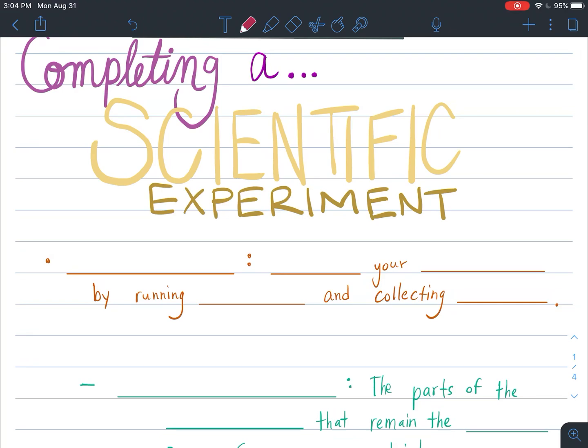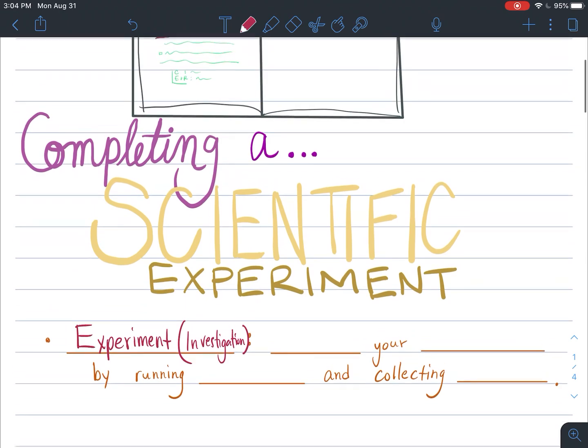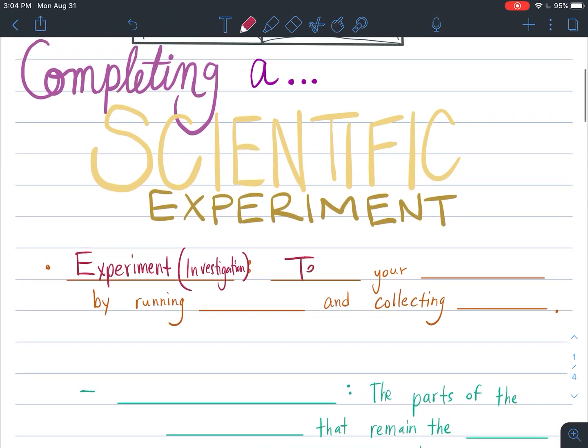All right, so when we first think about completing a scientific experiment, the first thing we need to do is make sure that we're running our experiment. And this could be an experiment, or sometimes it could even be called an investigation. Actually, I'm going to put that in parentheses here because it's usually called an experiment, but some people do call it an investigation. And this is going to be the process that you use so that you can test your hypothesis. We want to know that based on what you already knew, was your guess correct or not? So you're going to test your hypothesis by running trials and collecting data.